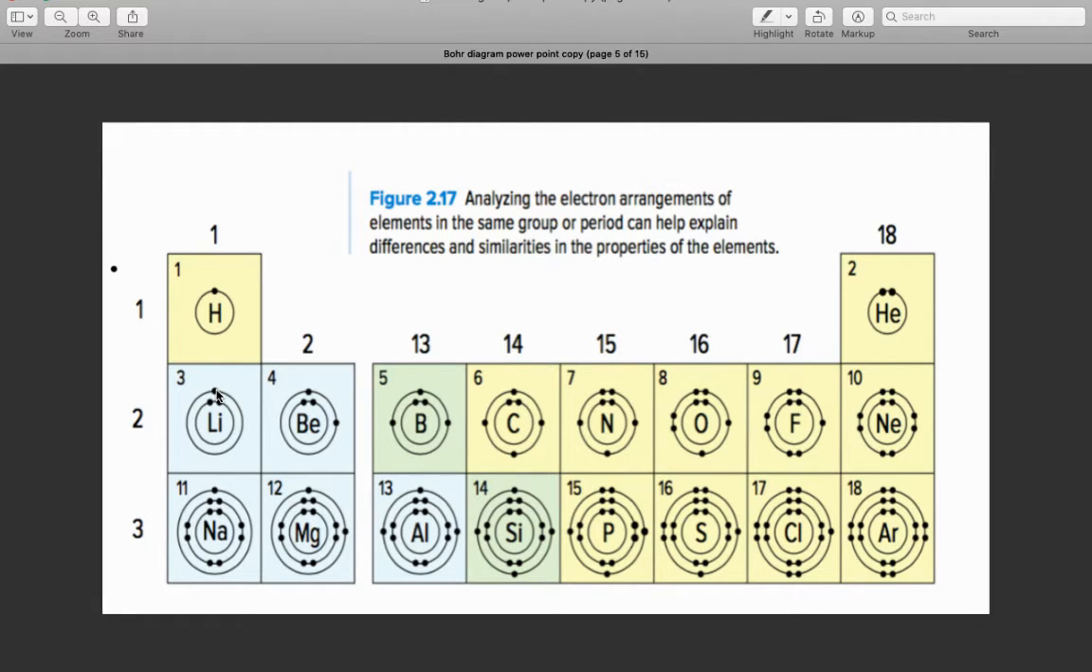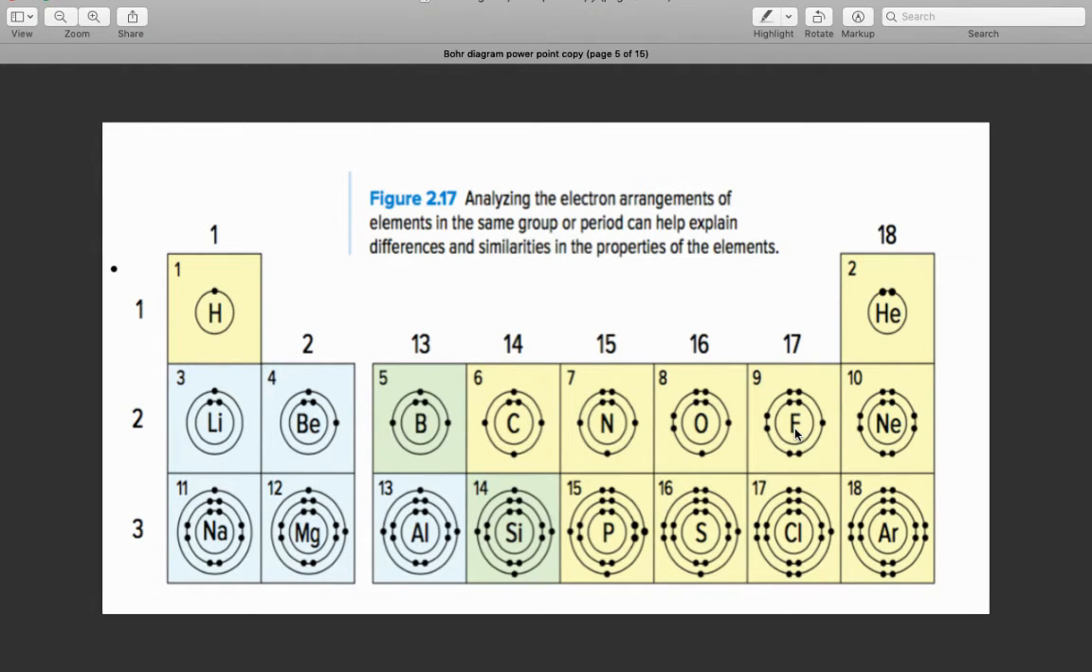But for fluorine, it's different. Fluorine is in the same row as lithium, row 2, but it is in the 17th column, and the atomic number of fluorine is 9.